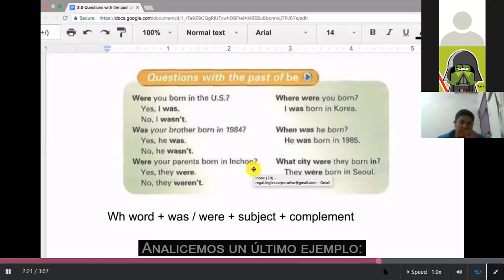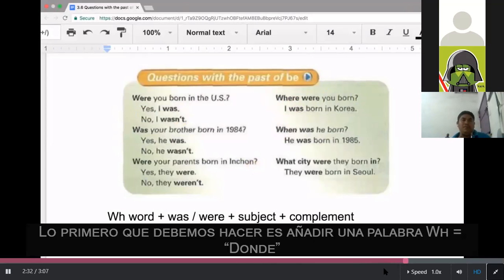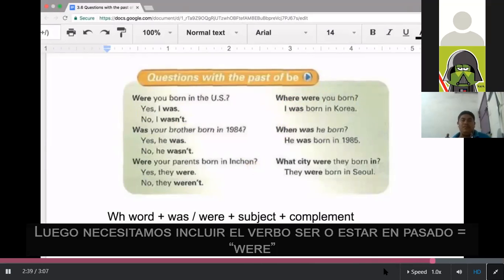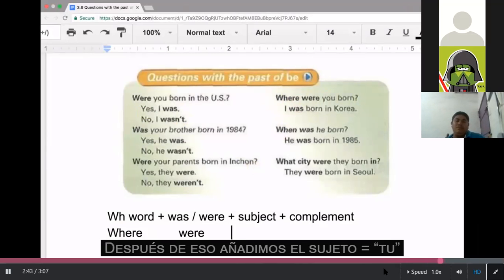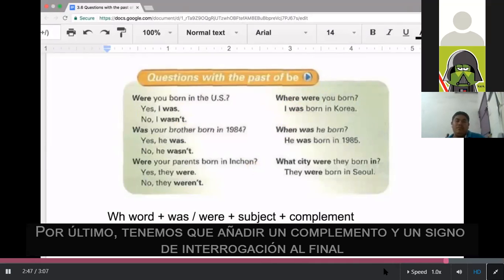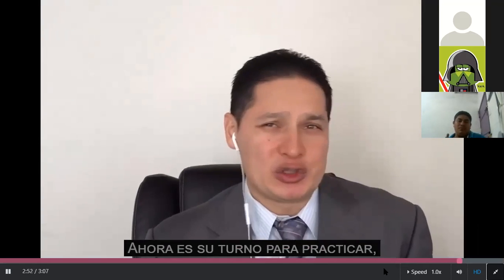Let's analyze one last example. Where were you born? In this case, this is a WH question, so we need to add a WH word. The first thing we need to do is to add a WH word. Next, we need to include the verb to be in the past, were. After that, we need to add the subject, you. Finally, we need to add a complement and a question mark. Born.